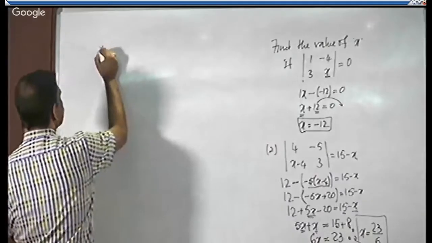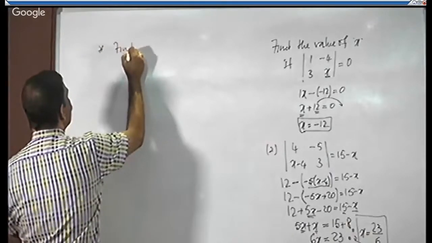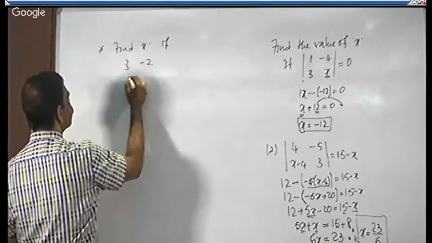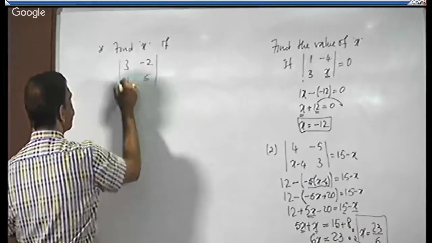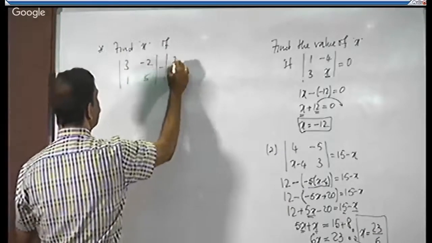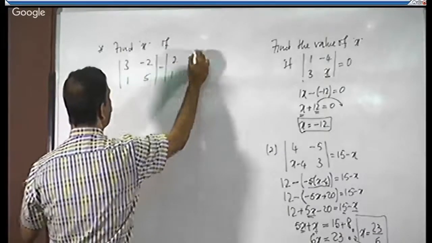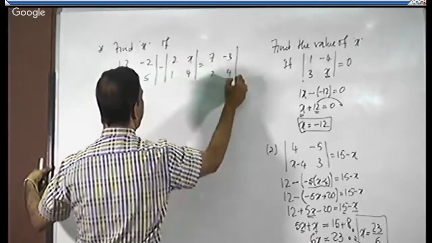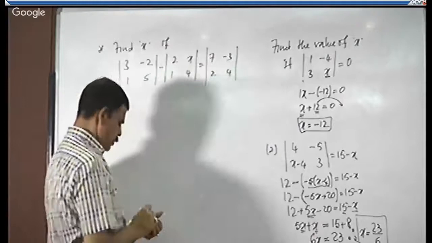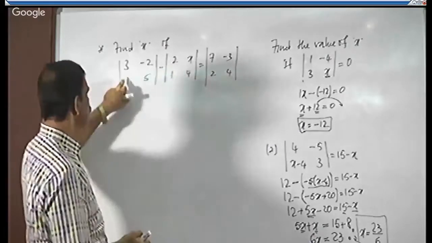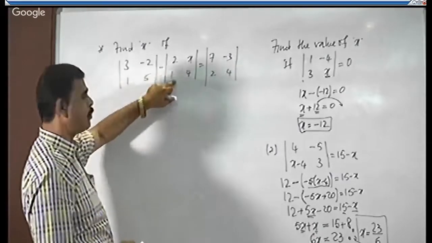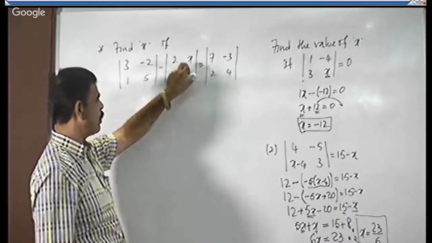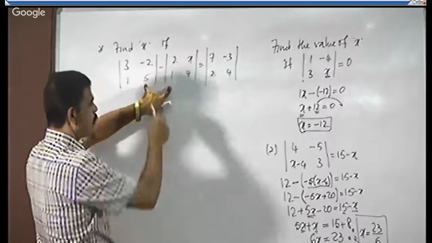Next example. Find x if the determinant [3, -2; 1, 5] minus the determinant [2x, 1; 4] is equal to 7, -3; 2, 4. See the problem. There are two determinants at the right side, one determinant at the left side. There are two different determinants.